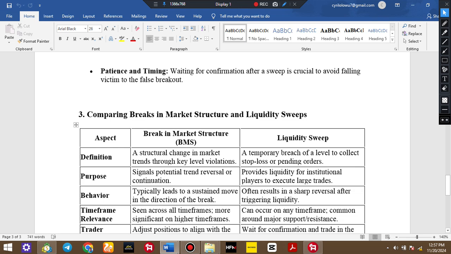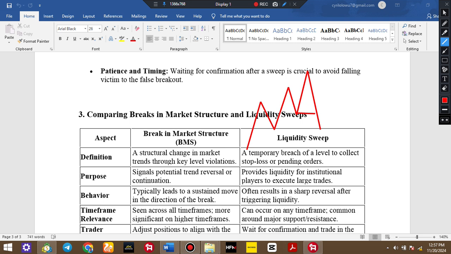Then number three, comparing break in market structure and liquidity sweep. Let us just do one or two comparisons. In the definition, a structure change is a market trend change through key level violation. Is that clear? What this implies is that if it is going to be a break of structure, price that breaks above the previous higher low will not come back to break above this high, which is at the point at the top here.